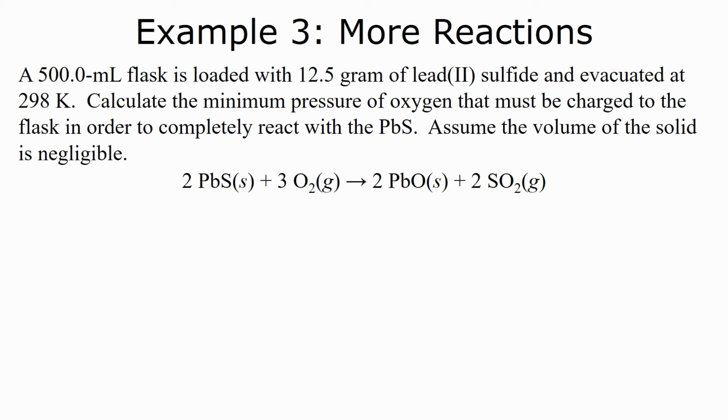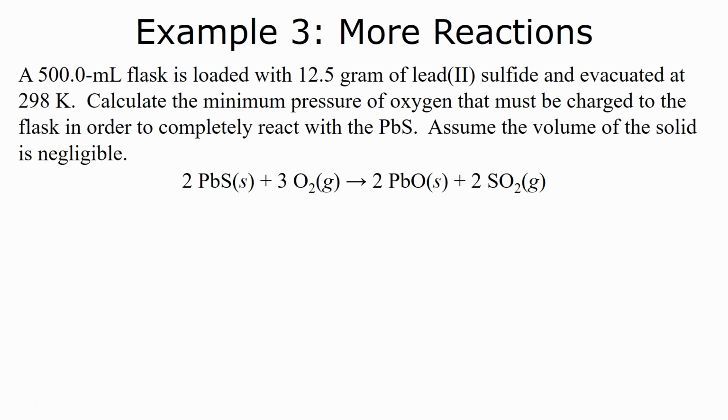That's important. The volume of the solid probably does not take up very much in that 500 ml flask, so we can ignore it. Now, what does it mean by calculate the minimum pressure of oxygen? Well, right now that it's evacuated, the pressure inside is assumed to be essentially zero. We need to add enough oxygen to reach a minimum pressure in order to have just the right amount of oxygen to react stoichiometrically with that lead sulfide.